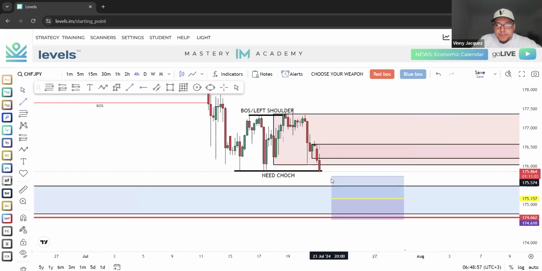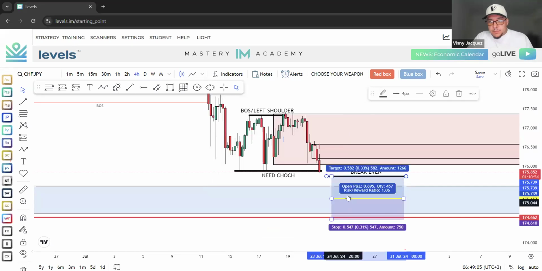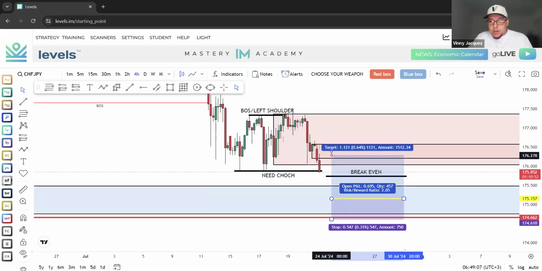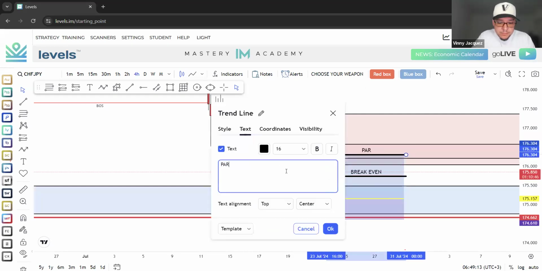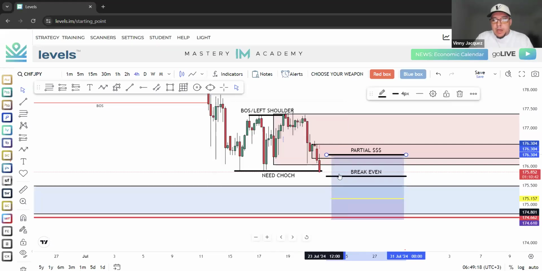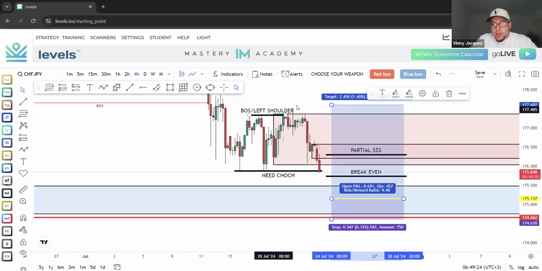My 1 to 1 is always my break even. My 1 to 2 is my partial, taking money off the trading table and putting it into my trading account, right? 1 to 3, 1 to 4, taking highs.